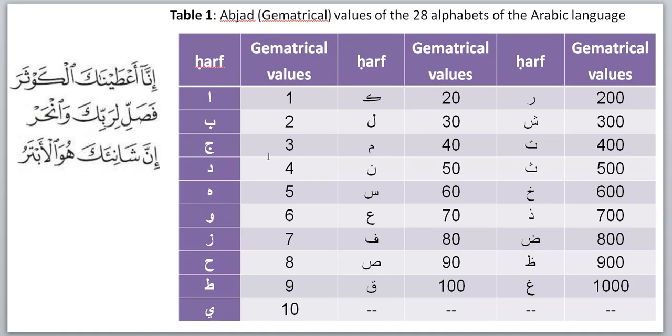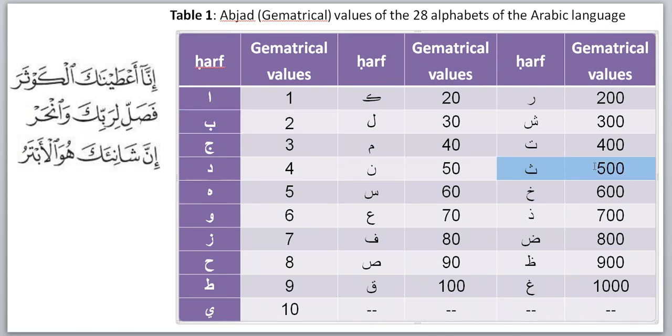Here we see that in Abjad, in table 1, Abjad values of the 28 alphabets of the Arabic language are shown. For example, for Ba, the Abjad value is 2. For Tha, the Abjad value is 500. For Ghain, the Abjad value is 1000, and so on. These values are well accepted and historically used from the past.